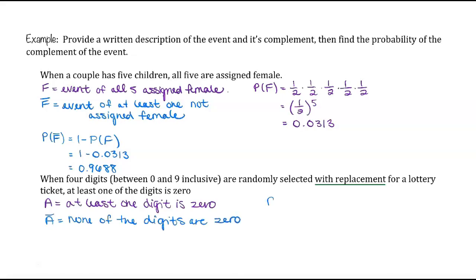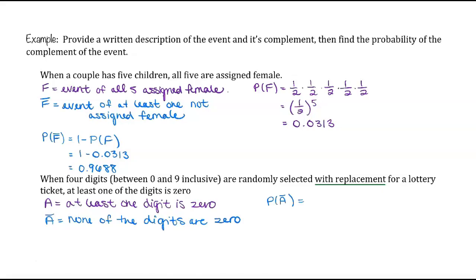Now we need to calculate the probability of the complement of A. Notice that in this case, the complement is the event of none, which is the easier probability to calculate. So in this case, we will not be using event A as part of our probability calculation.